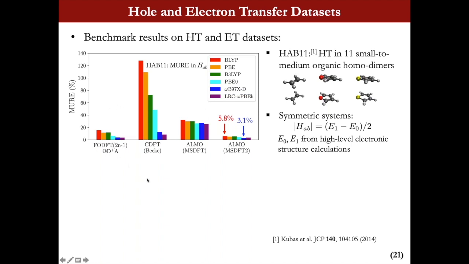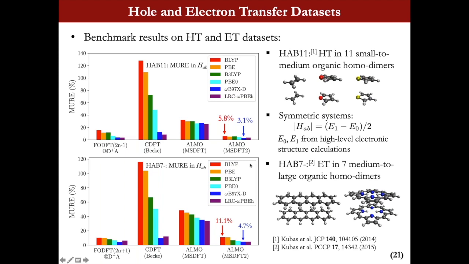While looking at some other available methods, the fragment orbital DFT method can also give quite accurate couplings, but it is not able to give you variationally optimized diabatic states. And the constrained DFT method is pretty good with range-separated hybrid functionals, but the accuracy degrades significantly when moving to lower tier functionals. And if we use the original MS-DFT scheme to couple the ALMO states, we will get a consistent overestimation of the coupling.